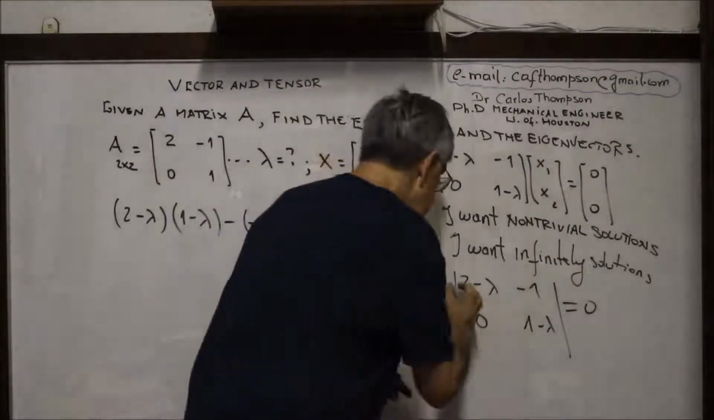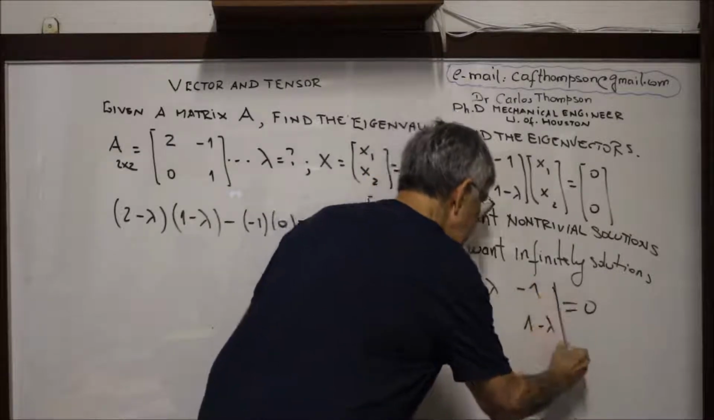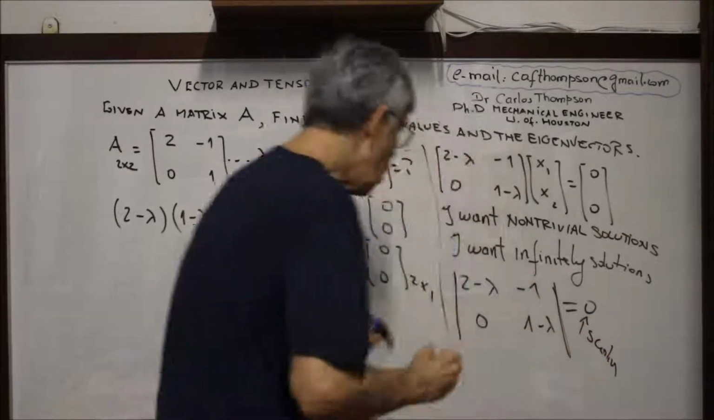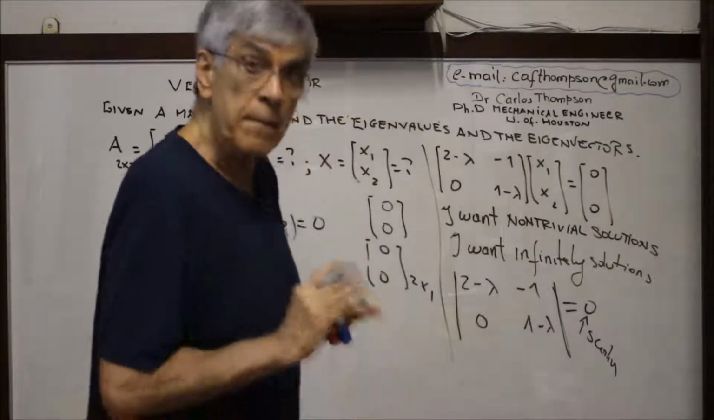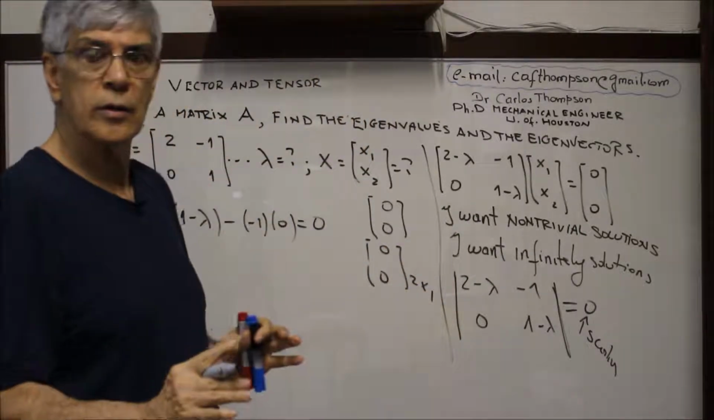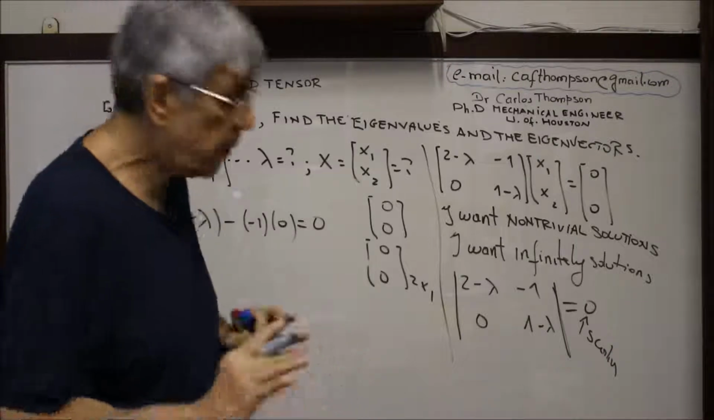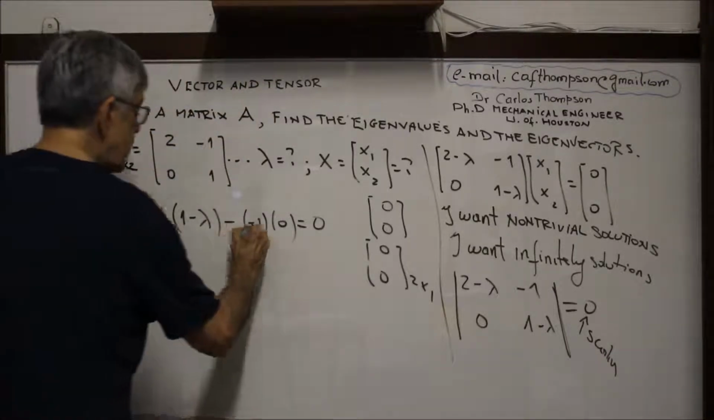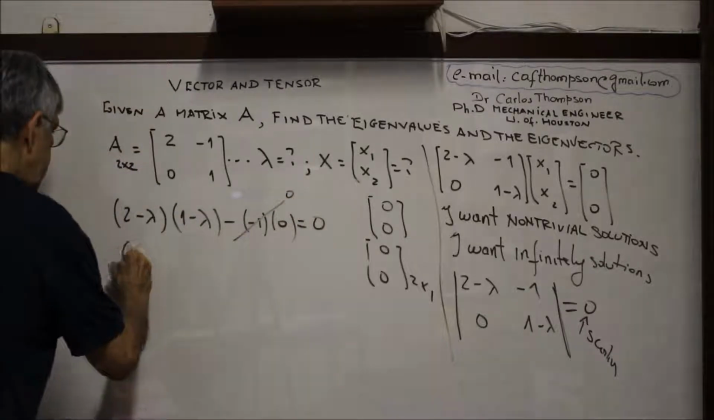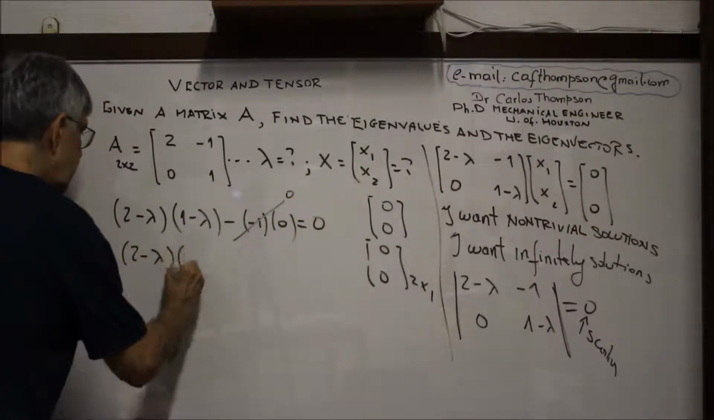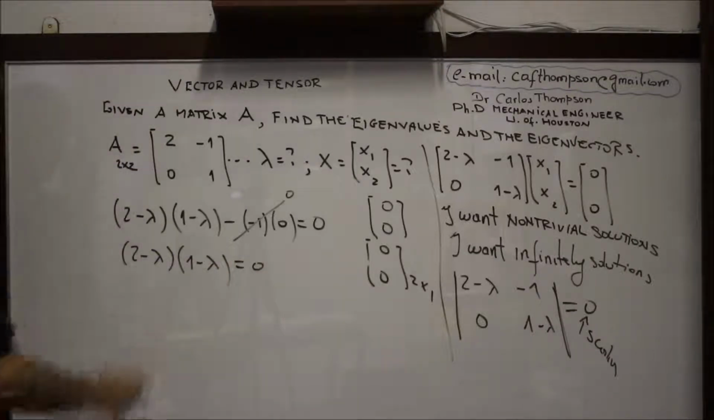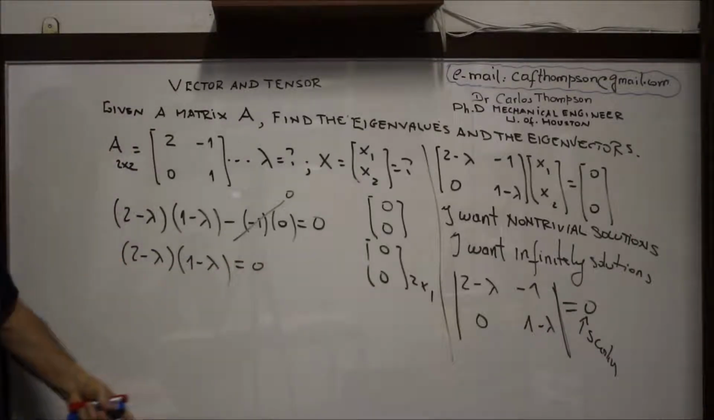Attention, the determinant is a scalar, is a number. Don't confuse it with a matrix. A matrix is an operator. It's not a number, it's an operator. Now, that's the determinant, so this here will be 0. So 2 minus lambda times 1 minus lambda is equal to 0. So this is a second degree equation.